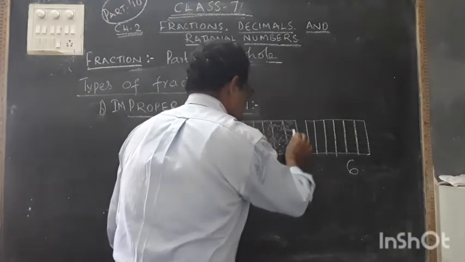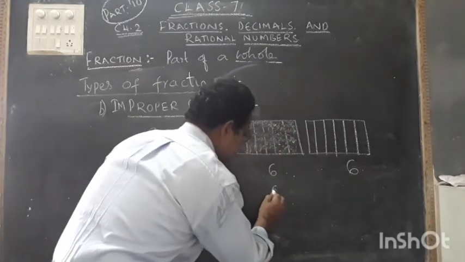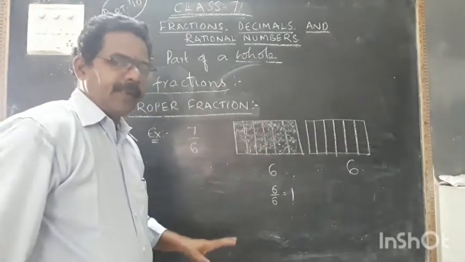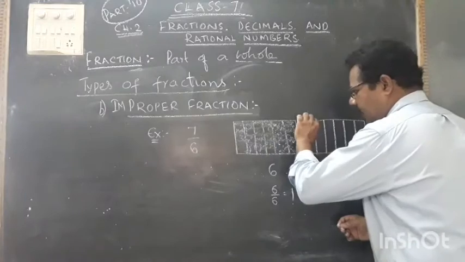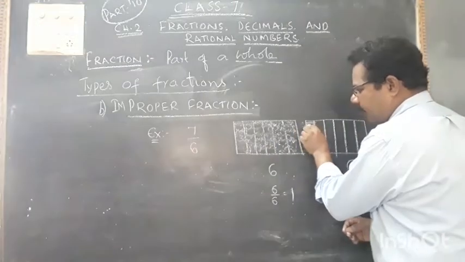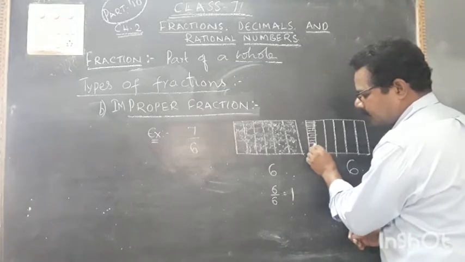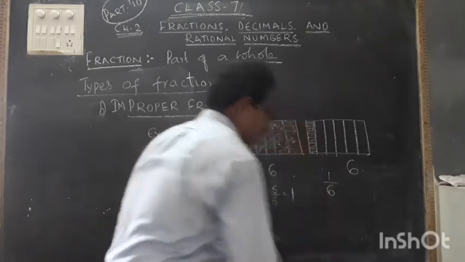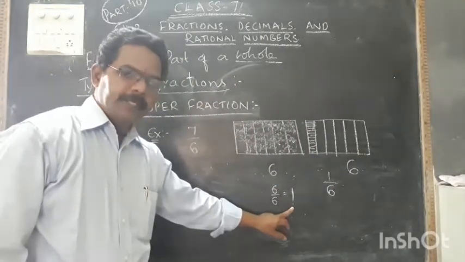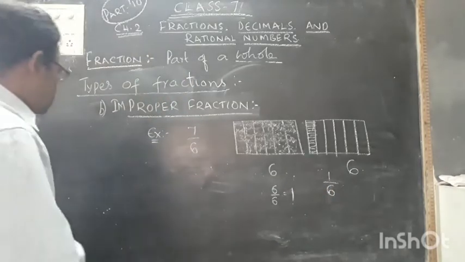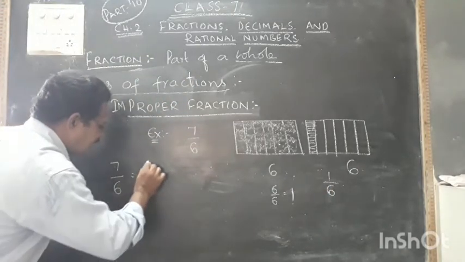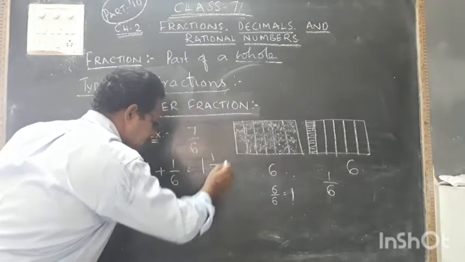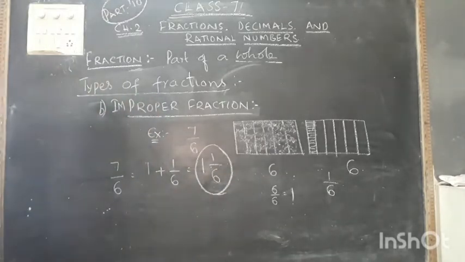Completely you can take 6 parts out of 6 parts. That means 6 parts out of 6 parts is equal to 1. 6 by 6 is equal to 1. 1 is completed. And in the second object, we have to take only 1 part. 1 part means we can write 1 by 6. Understand? This is one complete object and 1 by 6. So 7 by 6 can be written as 1 plus 1 by 6, otherwise 1 and 1 by 6. This is called 1 and 1 by 6.